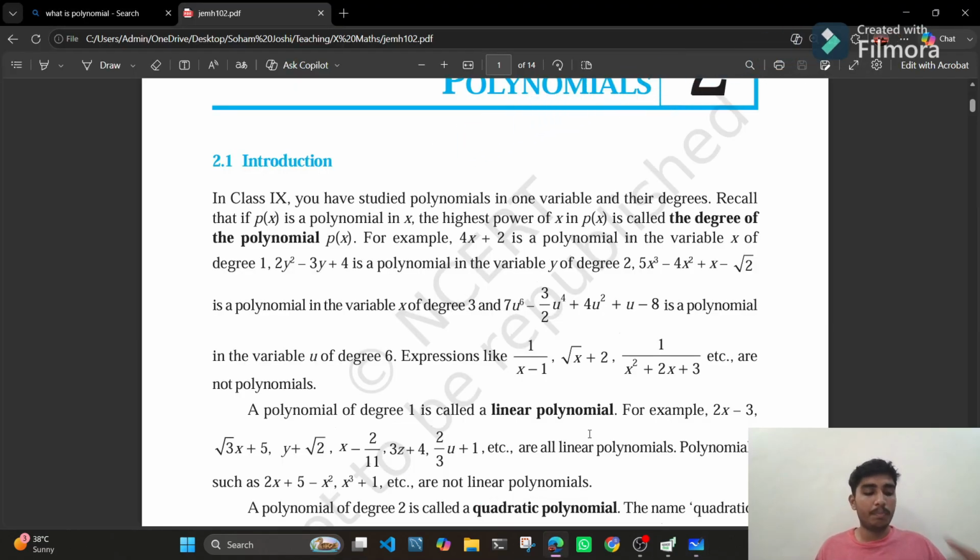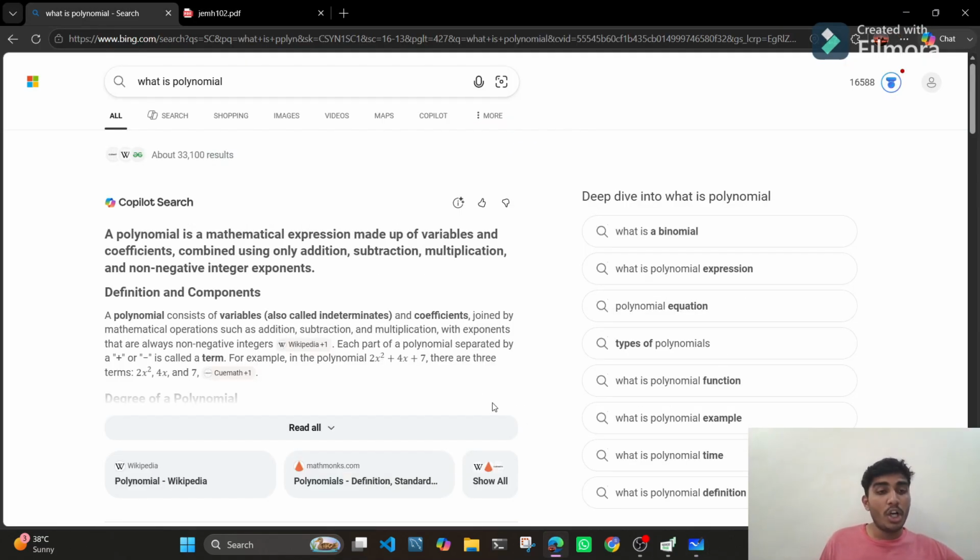Firstly, I would like to put some light on what a polynomial is. A polynomial is a mathematical expression made up of variables and coefficients, combined using addition, subtraction, multiplication and non-negative integer exponents. Let me explain in simple language.